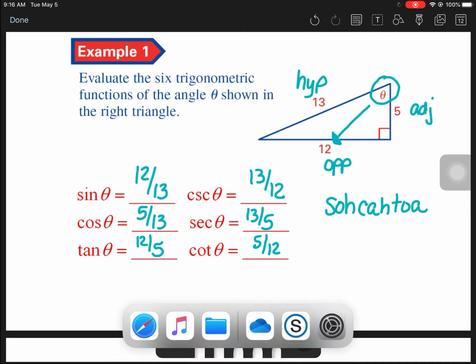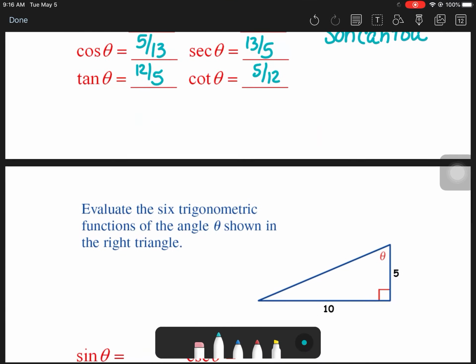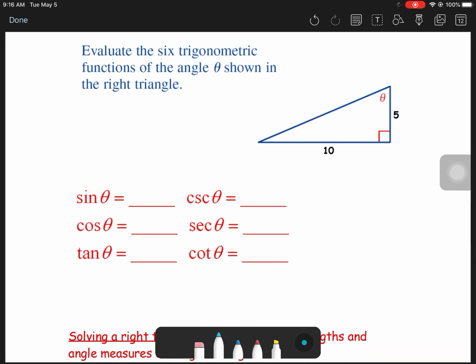Now what happens if we are given 2 of the sides and we're missing the third? Well, first of all, here's our theta. We know that the side directly across is our opposite. We know that the side attached to our theta is the adjacent, and we know that the longest side across from the 90-degree angle is our hypotenuse.